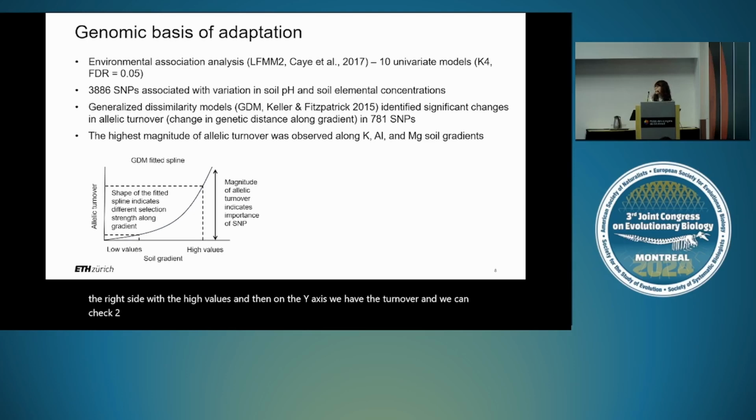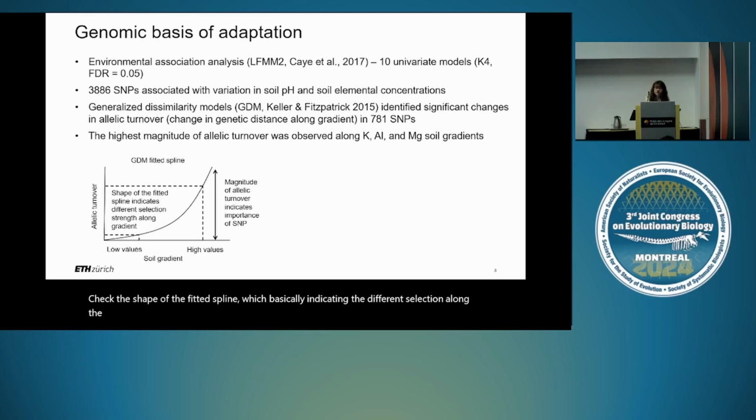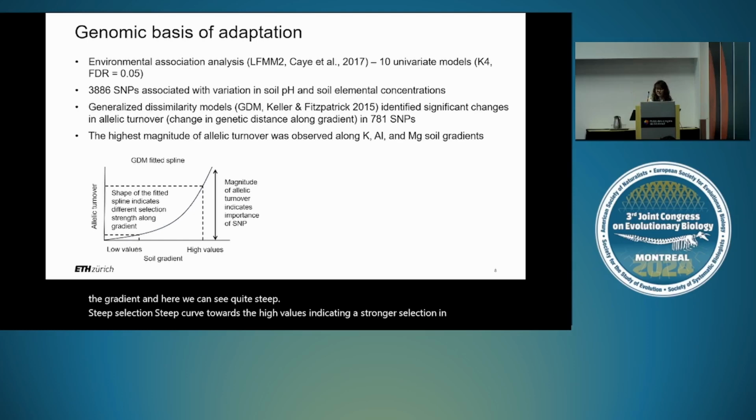So first of all, the height of the curve basically shows the magnitude of the allelic turnover, indicating the importance of the particular SNP for adaptation. And then we can also check the shape of the fitted spline, which indicates the different selection along the gradient. Here we can see quite a steep curve towards the high values, indicating stronger selection in those conditions.